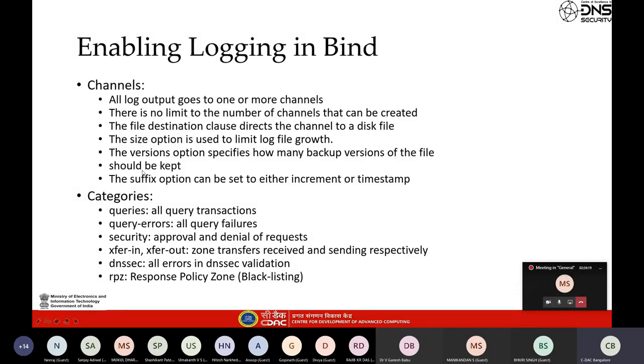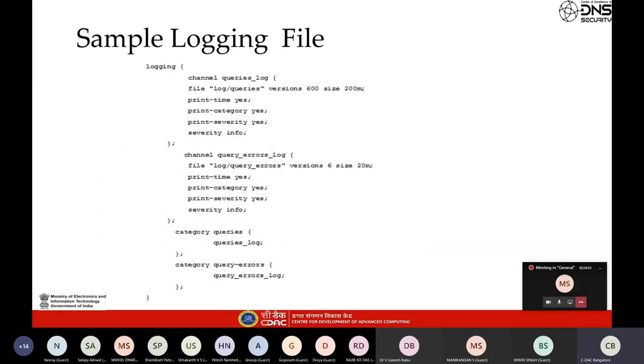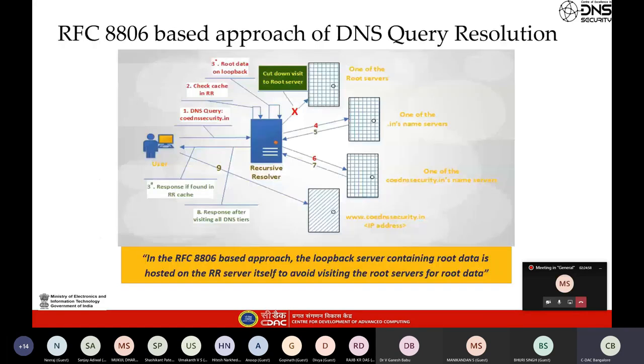the size of that, the version of that, what will be the suffix, how we do the rotation of the log, whether we make it incremental or based on timestamp, and whether we log the time, client IP, what are the fields to be logged. All are specified in these channels, and that has to be mapped to specific categories which are defined as part of the logging facility in BIND. So here are a few essential categories defined: queries, query errors, security, xfer-in, xfer-out, DNSSEC, and RPZ are the main categories which are listed here. And this is just a sample logging file.